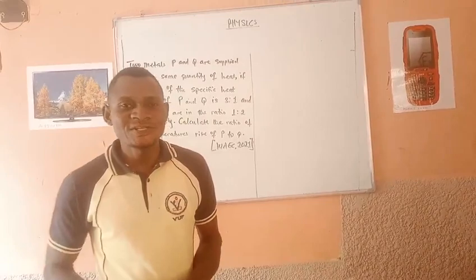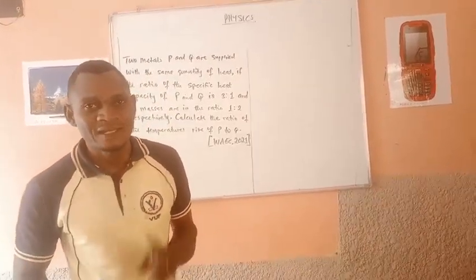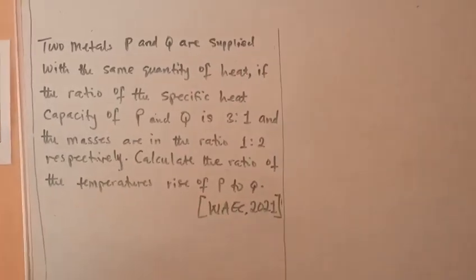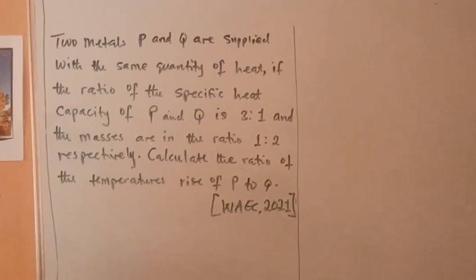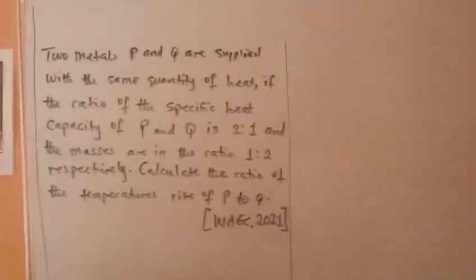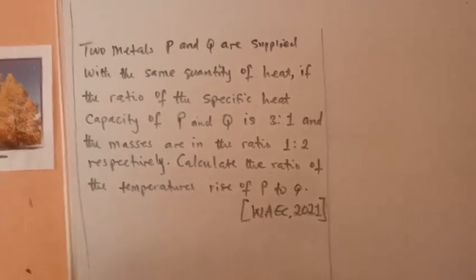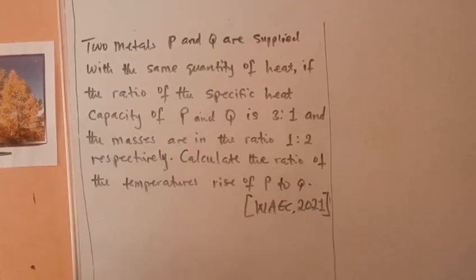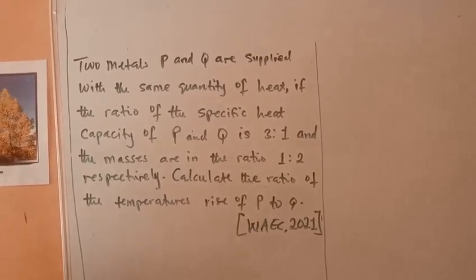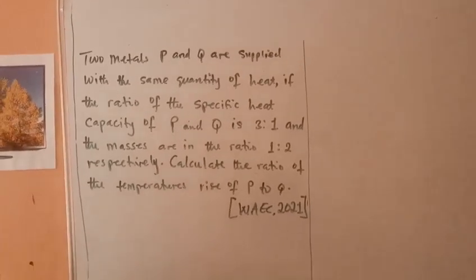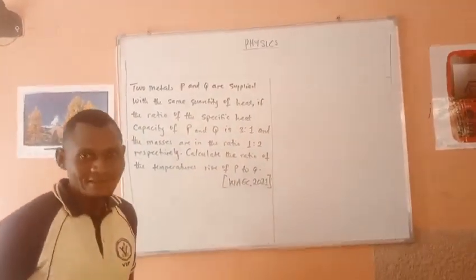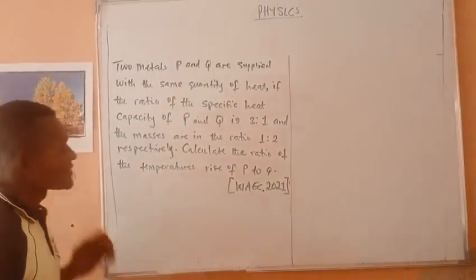I'm going to solve a very good question on heat capacity. And this is the question. The question reads: two metals P and Q are supplied with the same quantity of heat. If the ratio of the specific heat capacity of P and Q is 3:1 and the masses are in the ratio 1:2 respectively, calculate the ratio of the temperature rise of P to Q. Don't forget that this is a question for WAEC 2021. We are going to solve it here. Listen and pay attention. Alright, solution.